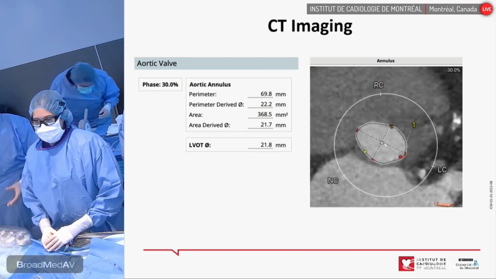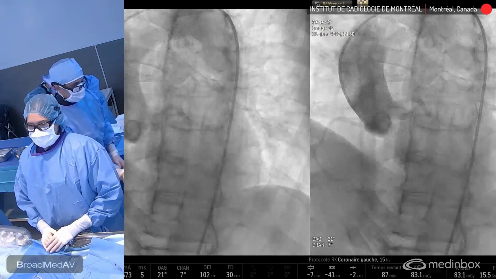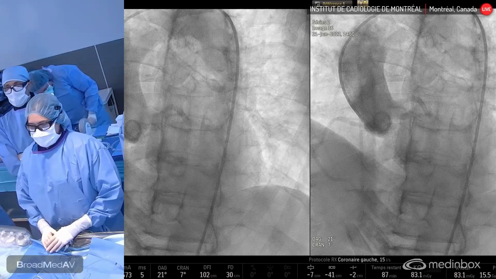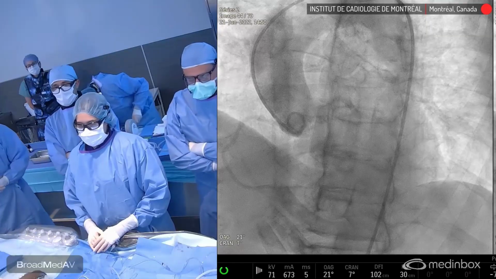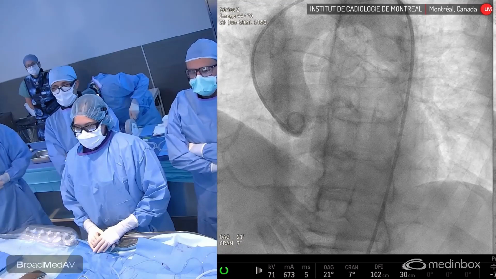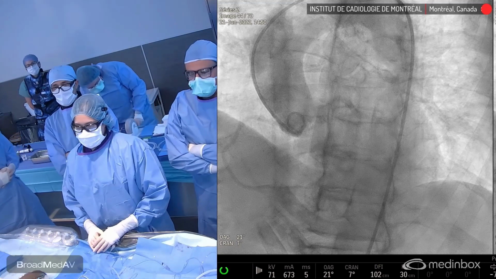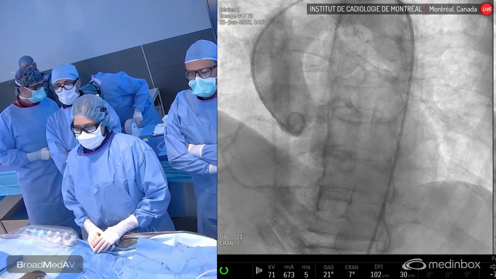So if we can just switch to the angiogram. And we can just play the images. So you can see this is the image of the left coronary system. So you can see she's got an occluded ramus quite proximally. No real significant lesion in the circ. Next image. But she had this lesion in the LAD.